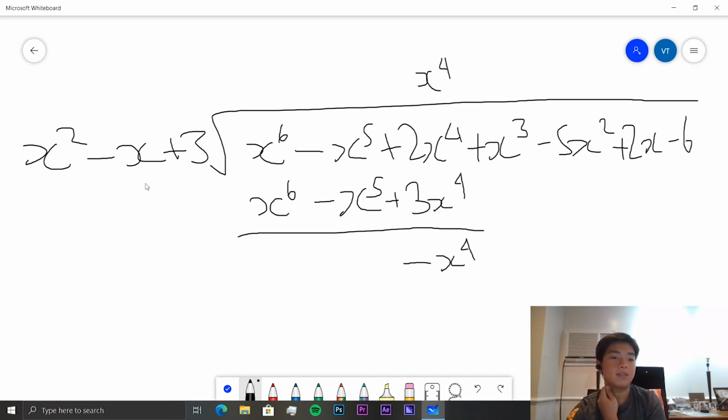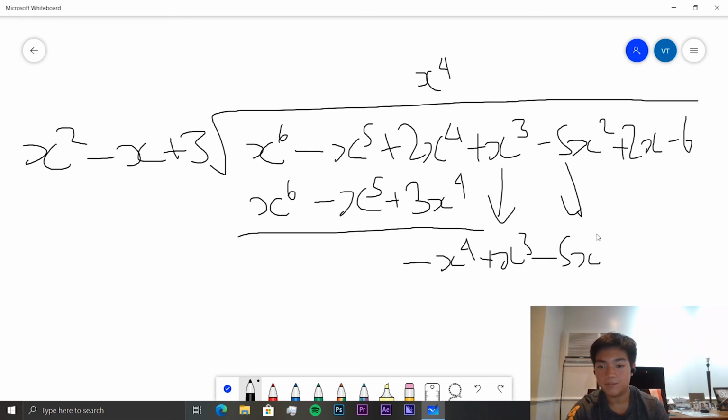Well, since this is a 3-term polynomial, we need to drop the next 2 terms down this time. So this is negative x to the 4 plus x cubed minus 5x squared. Well, how many times does x squared go into negative x to the 4? It goes in negative x squared number of times.